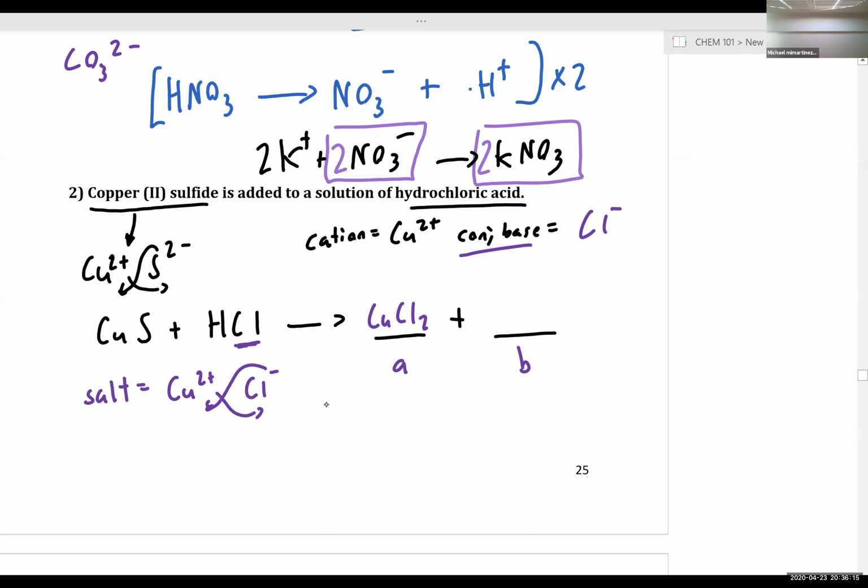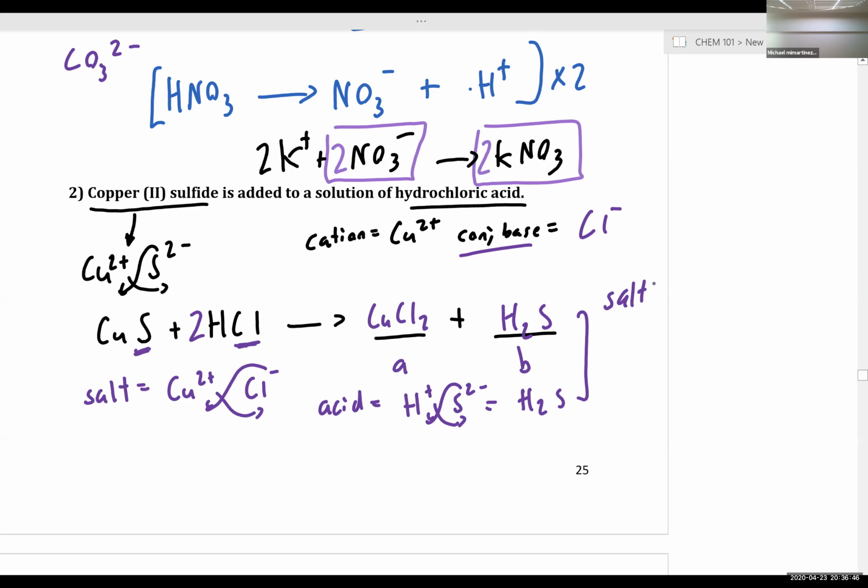In terms of our acid, we take our base and H+. So we have H+ and S2-. We cross our charges, we get H2S. Now, all we have to do is balance our atoms. We have 2 chlorides on the right, so we need 2 chlorides on the left. So this first method is the salt method.